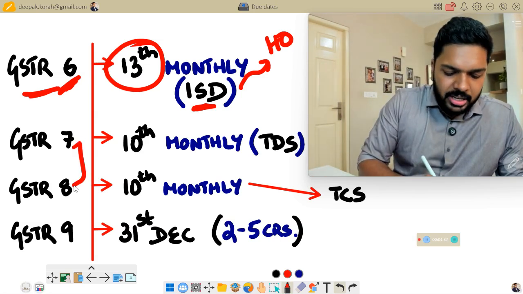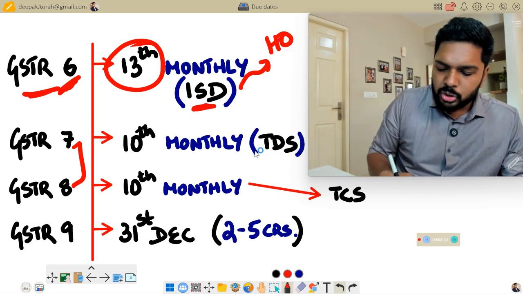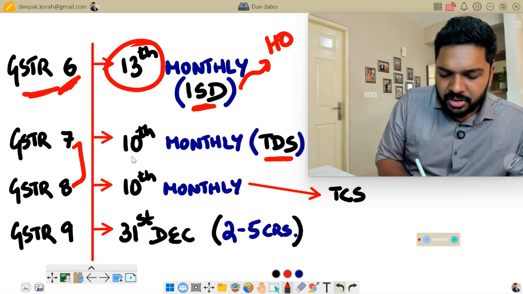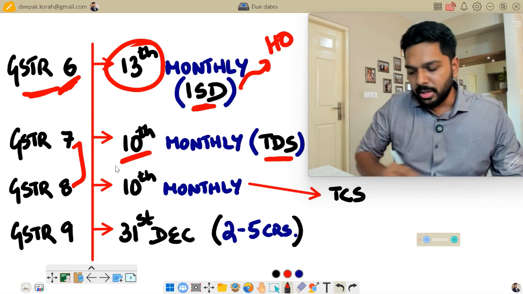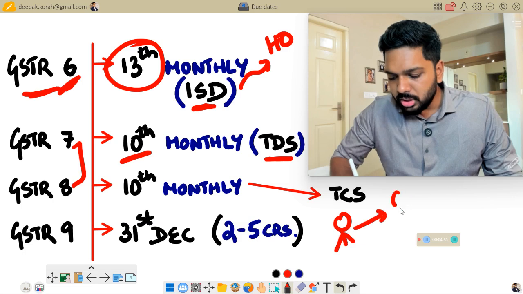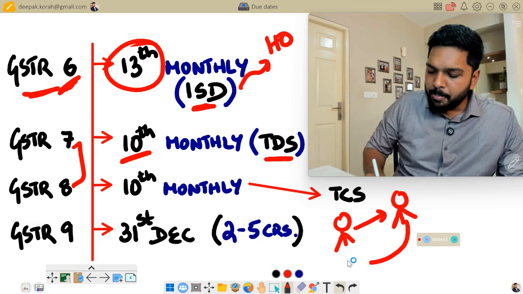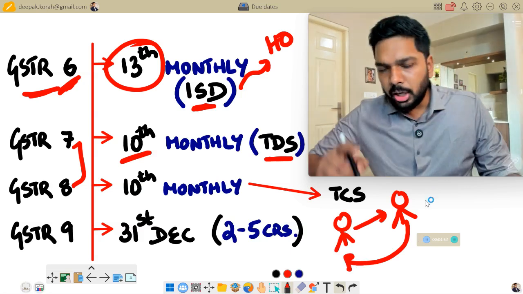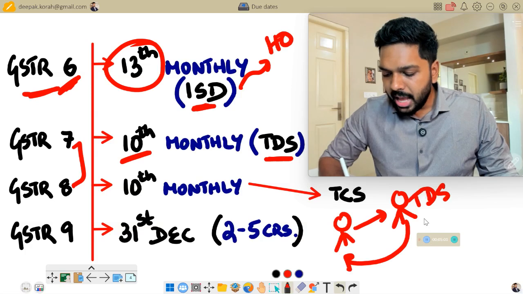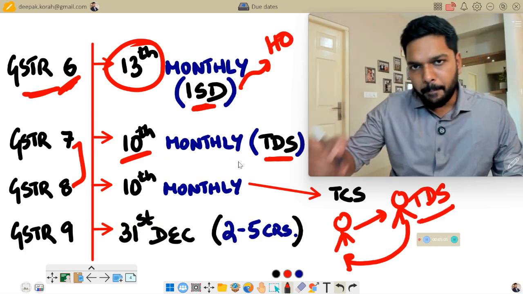GSTR-7 and 8 is not for regular taxpayers, because GSTR-7 is for those who deduct TDS under GST. For them, they'll have to file a GSTR-7 by 10th of every month. Say if I am a supplier and I'm supplying to the government, let's say the government of India, and before the government of India makes a payment to me, they will deduct not TDS under income tax, but TDS under GST. And they are bound to file a GSTR-7 by 10th of every month.